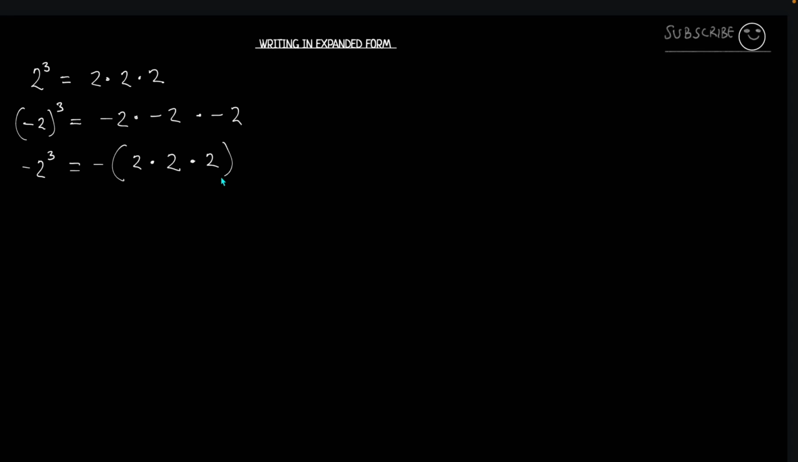Say you have 2 raised to the power of 3, it means that you're multiplying 2 by itself 3 times. Let's say you have a negative 2 raised to the power of 2, it means you are multiplying negative 2 by itself twice. But if you have a negative 2 raised to the power of 3 with the negative not inside the parentheses, then this means you have a negative 2 times 2 times 2.